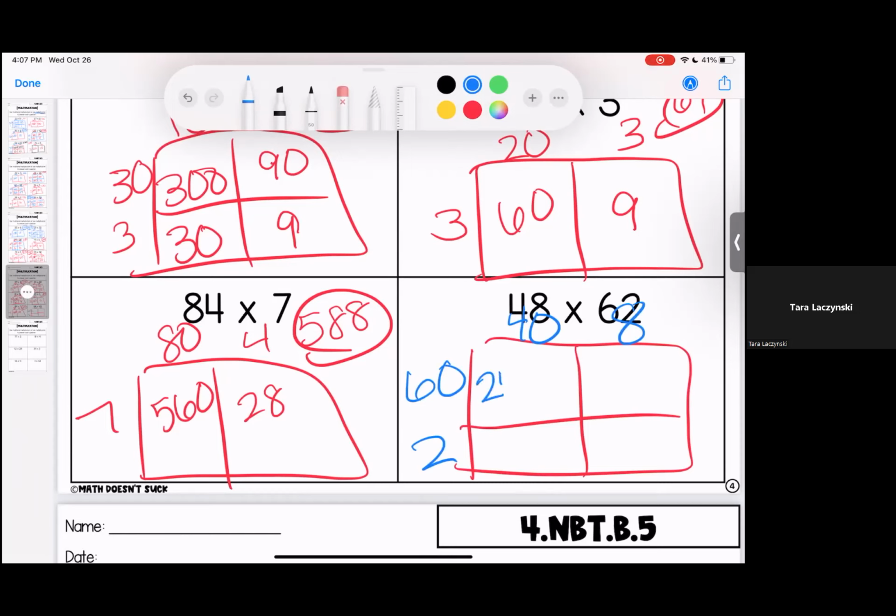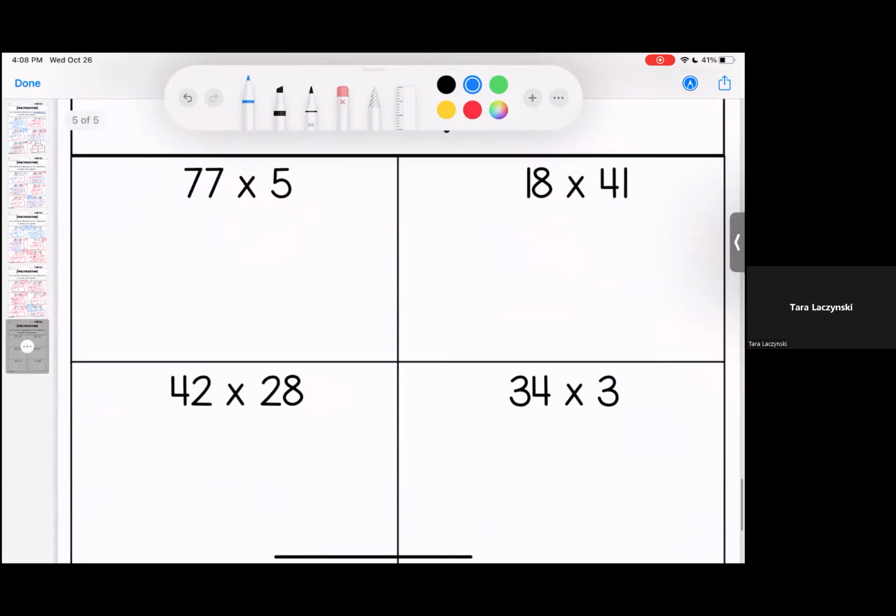6 times 4 is 24, 2 zeros. 6 times 8 is 48, 1 zero. 4 times 2 is 8 with a 0. 2 times 8 is 16. If we add up our 4 boxes, we get 2,976.